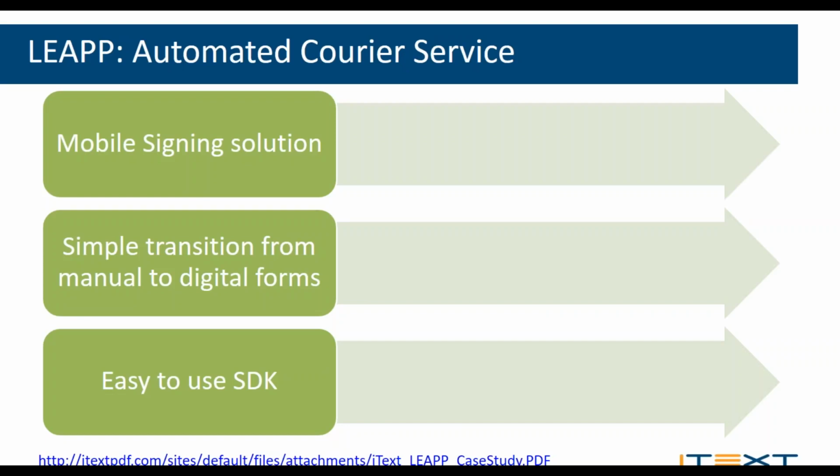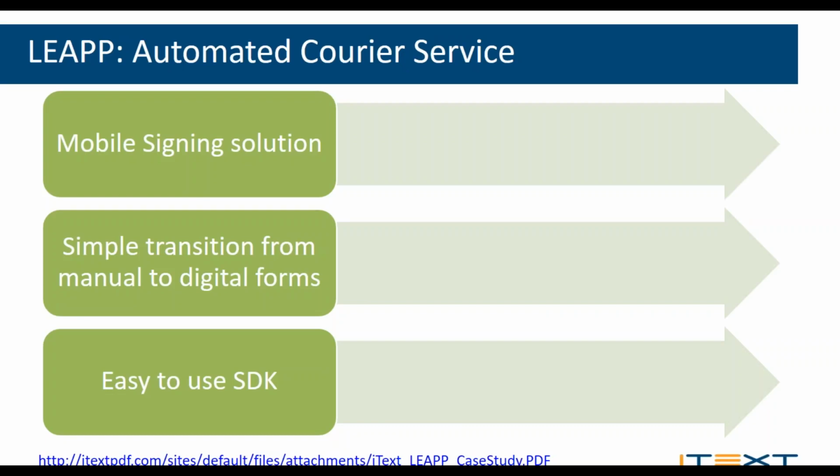Secondly, they wanted to make sure that the transition from the paper documents that they had to the digital solution was an easy one. So they were able to use iText to make sure that the digital forms they had looked very similar to the paper documents that they had before. That made it so that the couriers that were using this new application didn't have to learn the new form as well as the new technology.